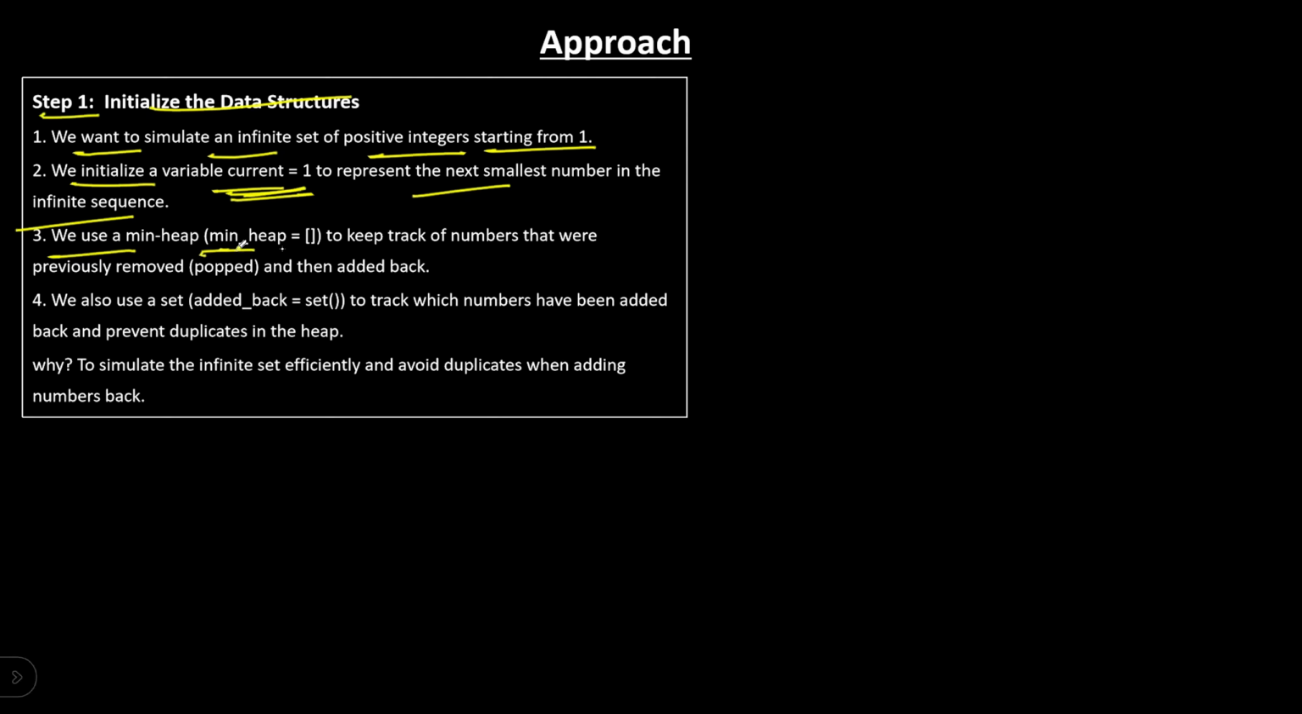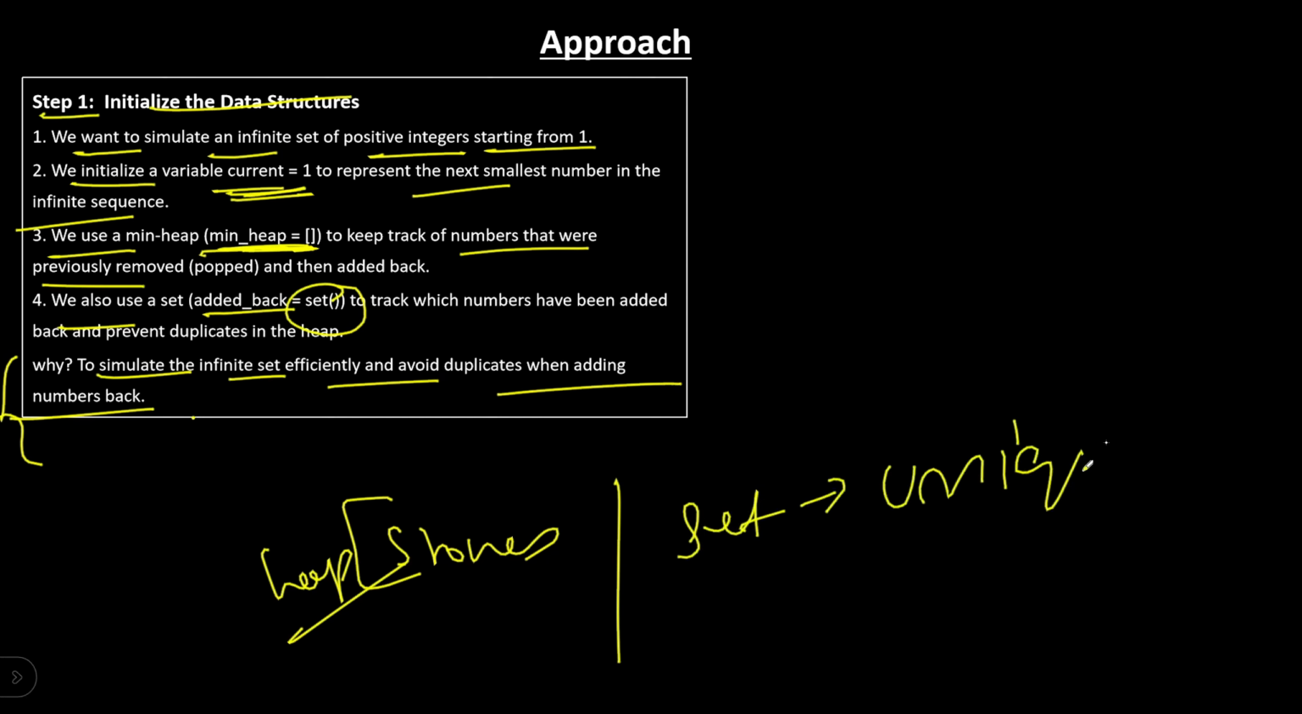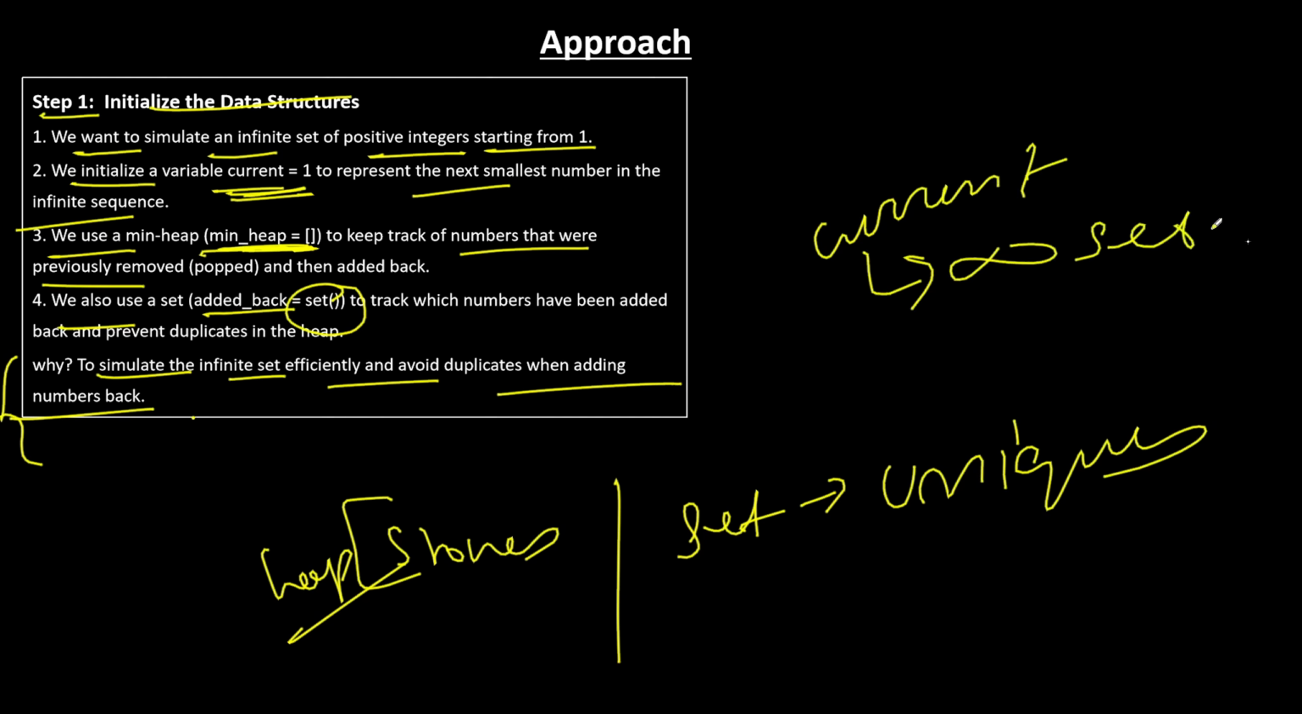We use a min heap. This is the heap to track the numbers that we previously removed. We also use added back, which will be a set. And why do we do this? To simulate the infinite set efficiently and avoid duplicates when adding numbers back. The heap stores the elements, the set ensures uniqueness, and current is the infinite set. These are the ways it's helping us.